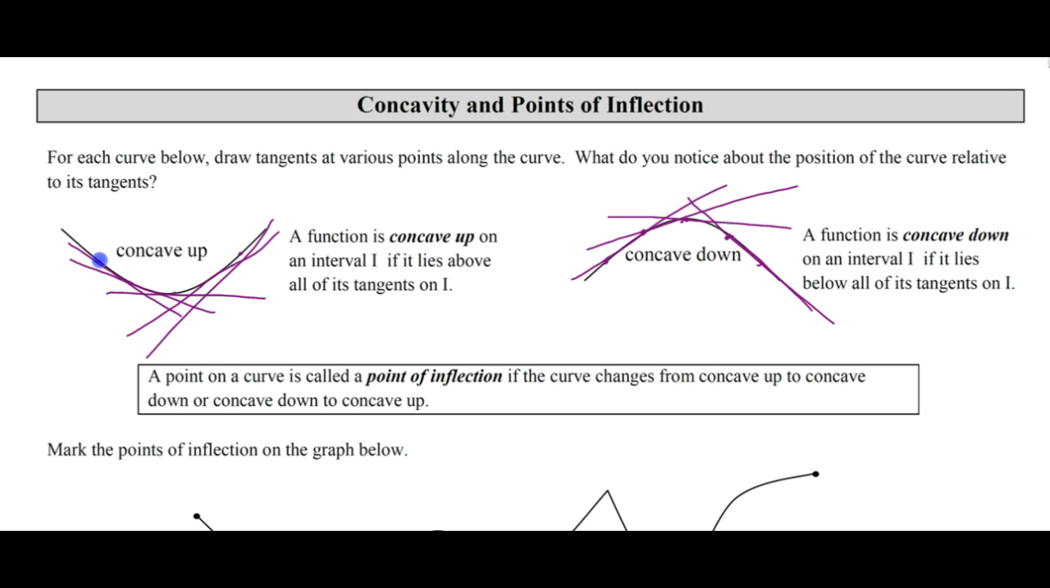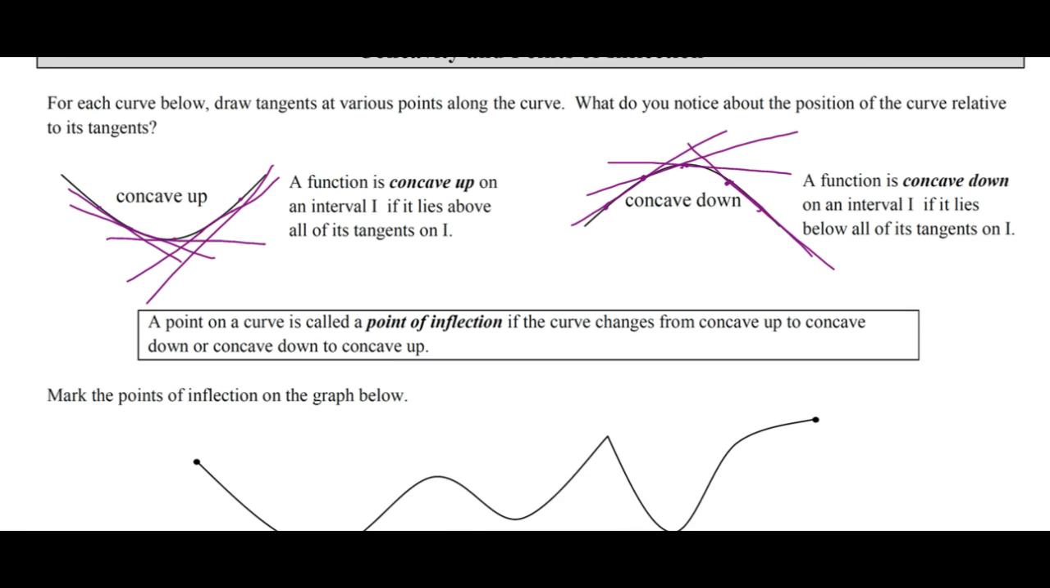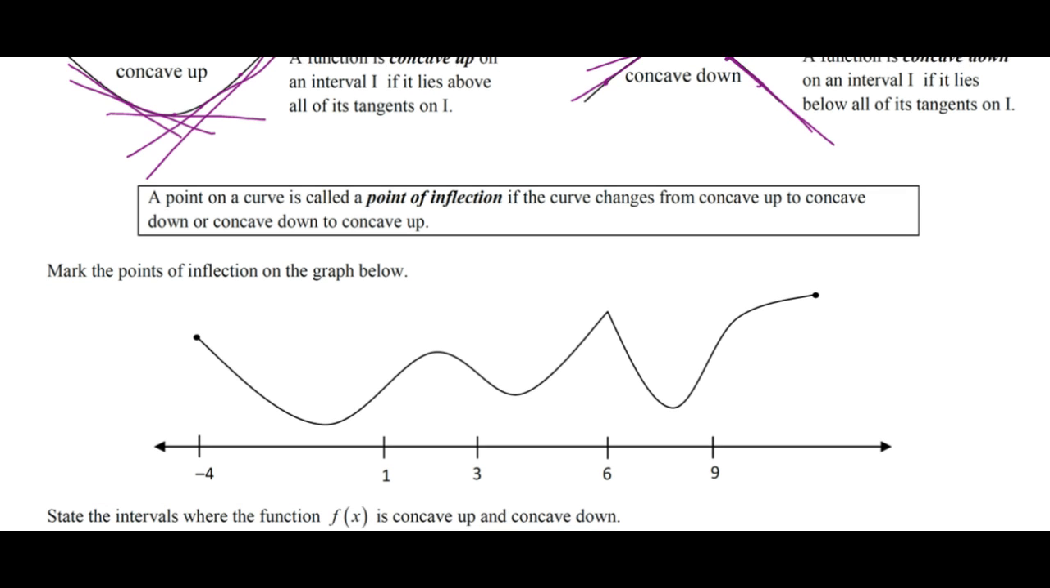A function is concave down on an interval I if it lies below all of its tangents. A point on a curve is called a point of inflection if the curve changes from concave up to concave down or concave down to concave up.